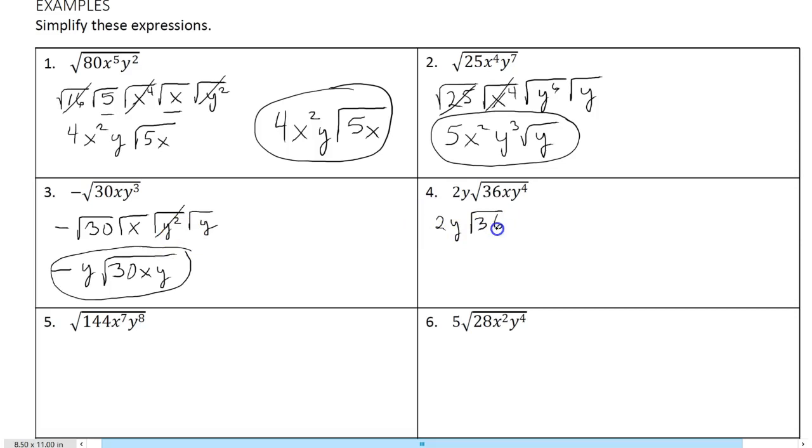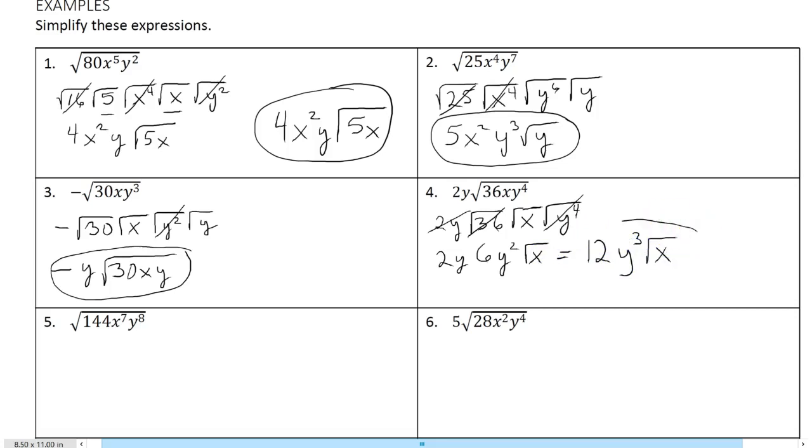The perfect squares are 36 and y to the fourth. Take out the square roots of 36 and y to the fourth, for 2y times 6 times y squared times the square root of x. Multiply 2 times 6 for 12, y times y squared for y to the third. Final answer, 12 times y to the third times the square root of x.